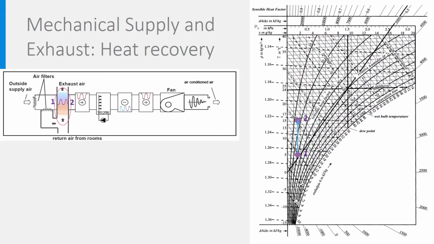Regardless of the presence of a mixing section, heat recovery can be applied. This is done in a heat exchanger. If the outside air can be heated by the return air, which happens during cold weather, the process is a heating one, as shown in the Mollier diagram. If the outside air can be cooled by the return air, which happens during hot weather, the process is a cooling one, like here.